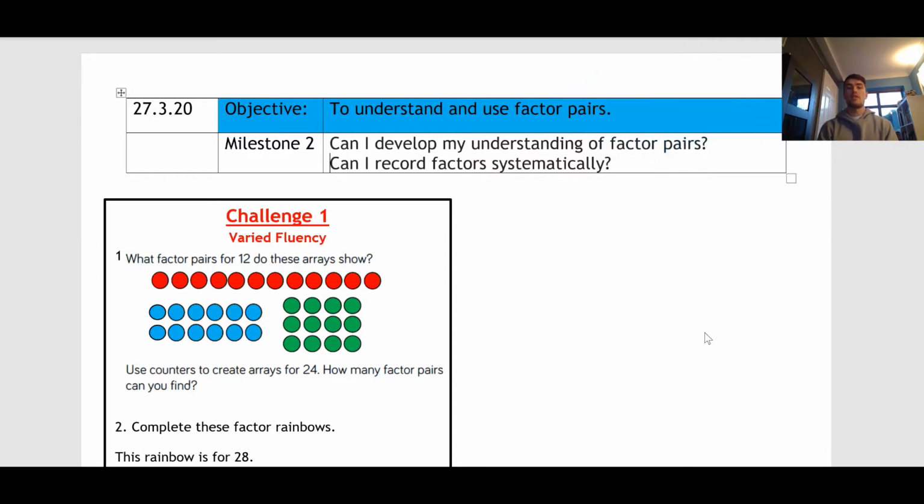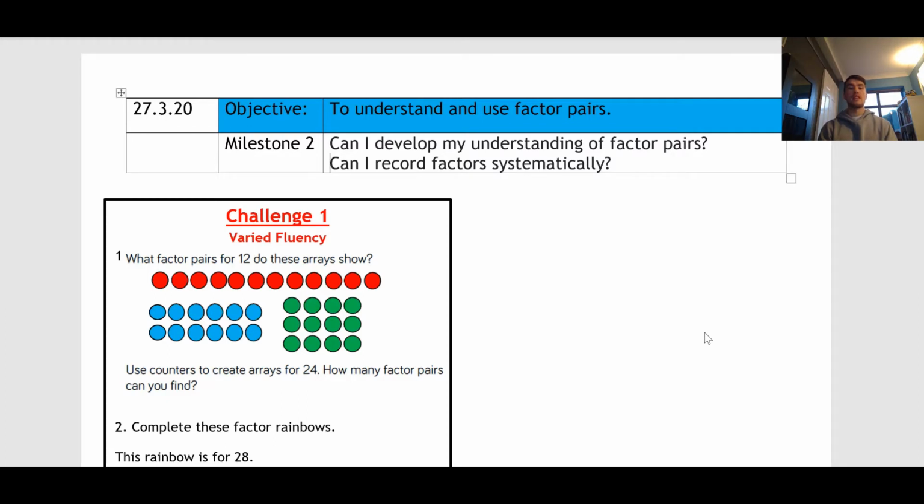So the first question, if we look here on the left-hand side, challenge 1. What factor pairs for 12 do these arrays show? An array is a way of actually showing a multiplication. We can see by looking at those different coloured circles how each object is multiplied and in a group. So if you look at the red circles to begin with, how many are there and how big is that group?